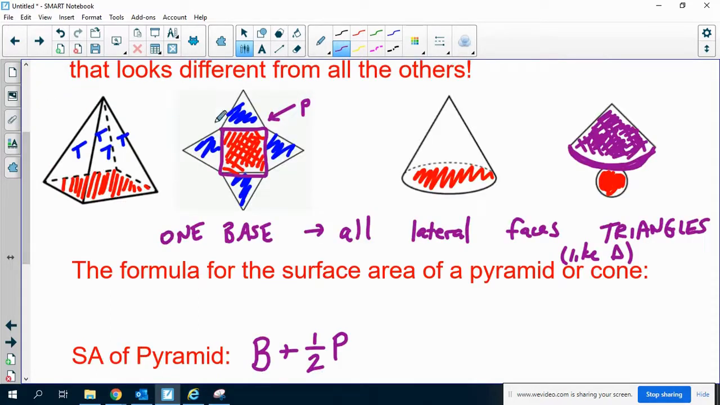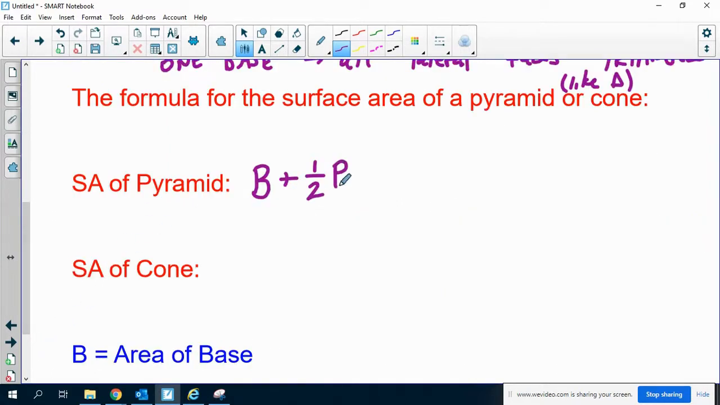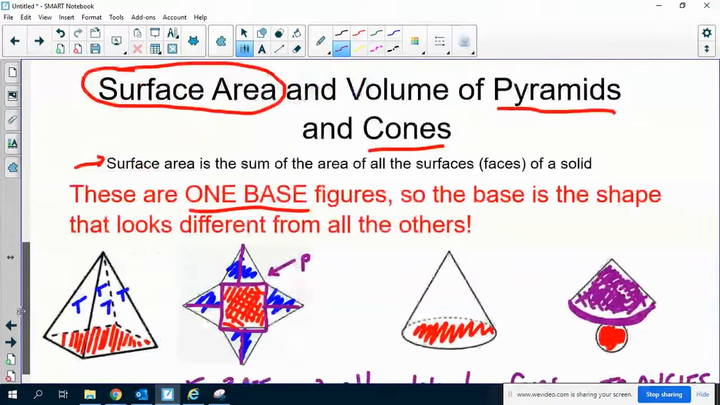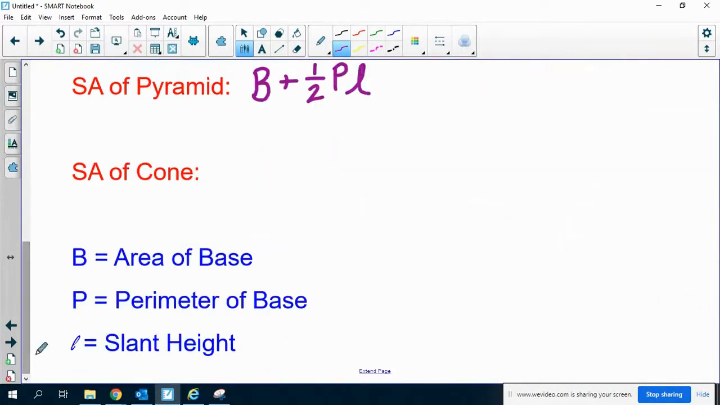Then these heights need to be accounted for. So we're going to do 1/2 perimeter of the base times L. I'm writing an L. So slant height, that's something that's kind of important in these problems.